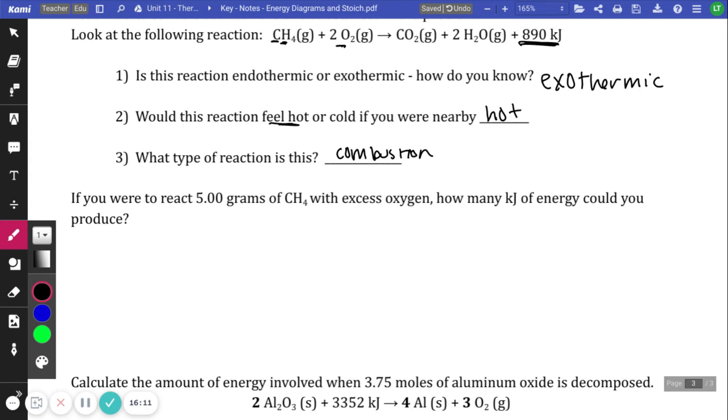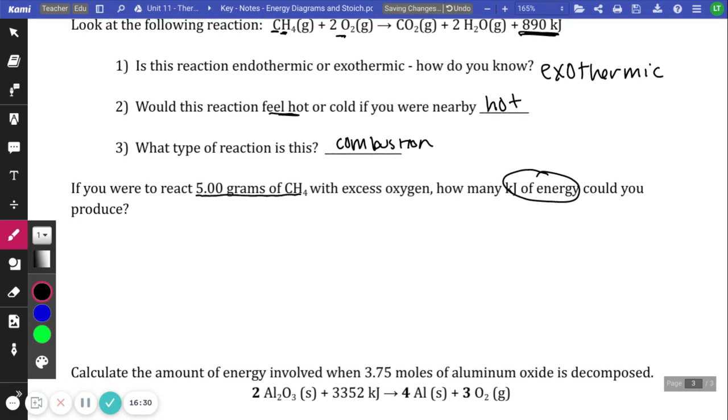Get to moles, mole to mole ratio. In this case, it'll be our mole to heat ratio, and then get to what the problem is asking for. All right, so this first one says, if you were to react 5 grams of CH4 with excess oxygen, how many kilojoules of energy could you produce?